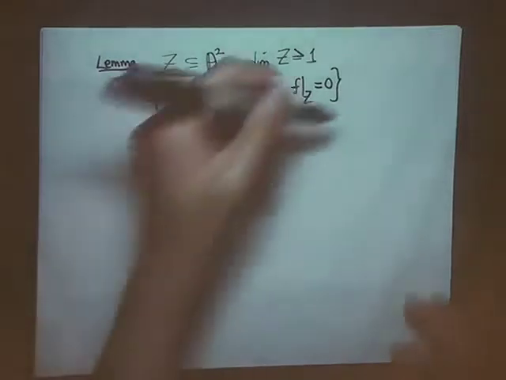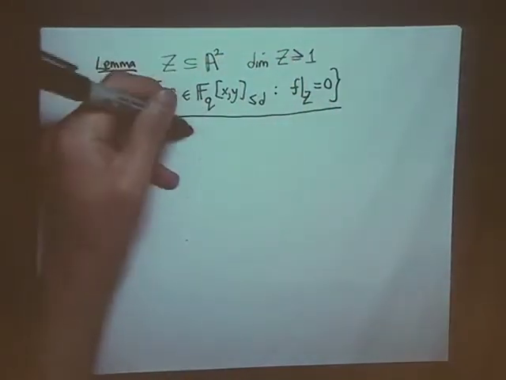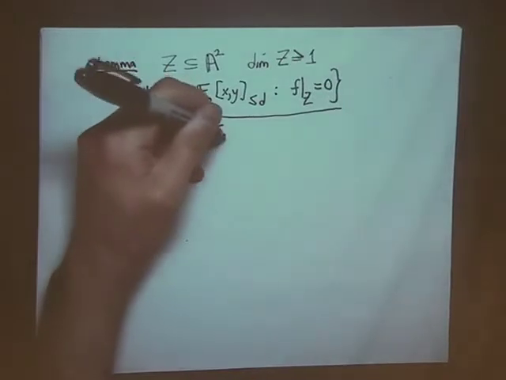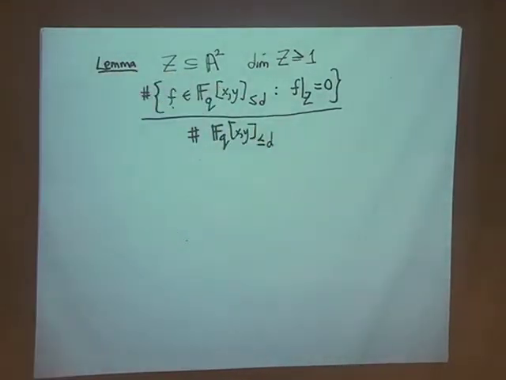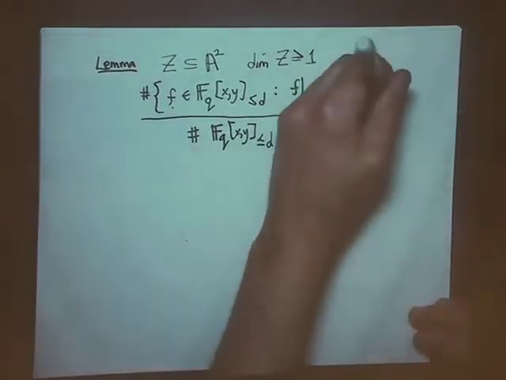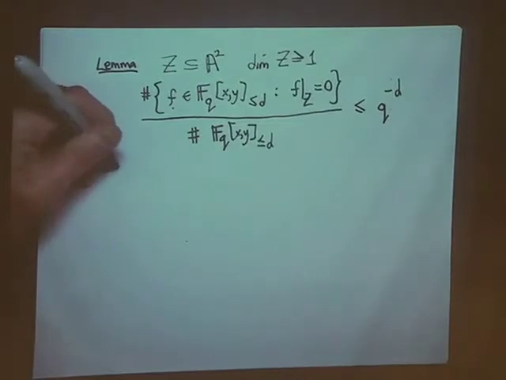And well, let's say how many of them, as compared to the total number of polynomials of degree up to d. As you can guess, if you take a random curve and ask for a random polynomial to vanish on it, usually it's not going to happen. And in fact, one way to see this, the claim is that it's going to be at most q to the minus d. And so here's a proof.